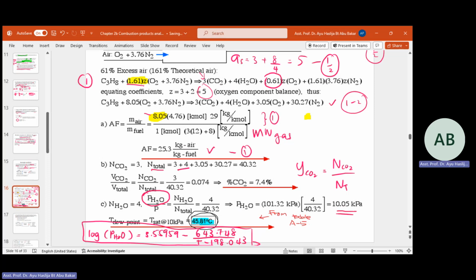in kPa first. Okay, sebab apa in kPa first? Because we need to find the T dew point using pressure in kPa. It's from the table. Table guna kPa. Okay, up to there, boleh tak? Sebelum we move to the table. pH2O kita dapat ni. So now, okay, I buka table.